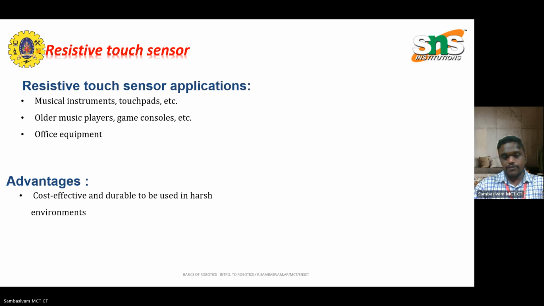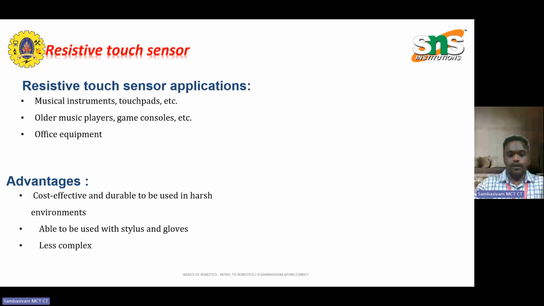The basic advantages of resistive touch sensors are low cost, and they can work with complex structures, can be used with a stylus and with gloves, and are less complex with low power consumption.